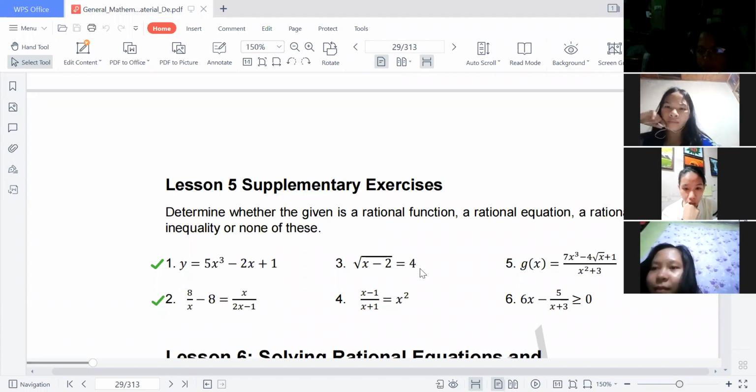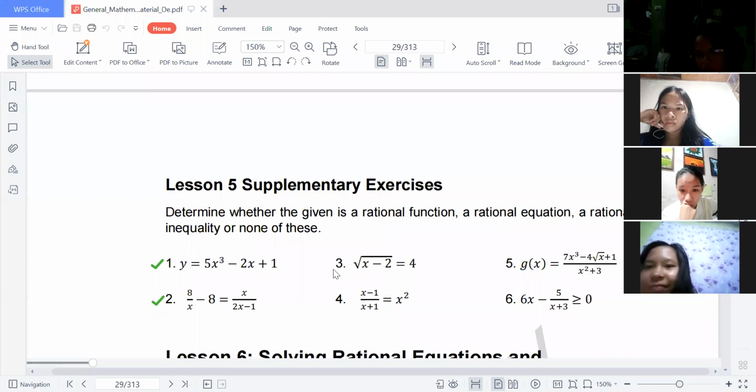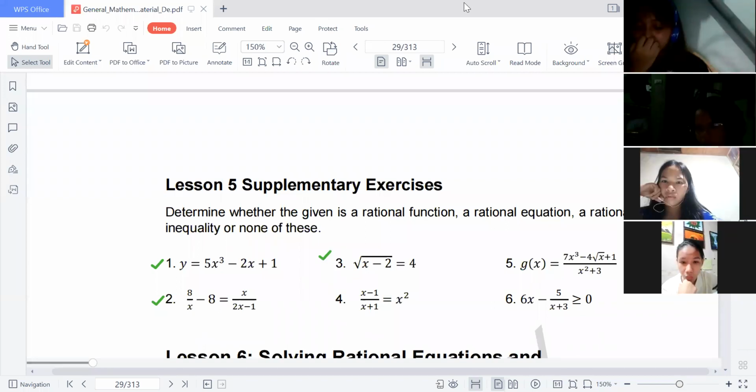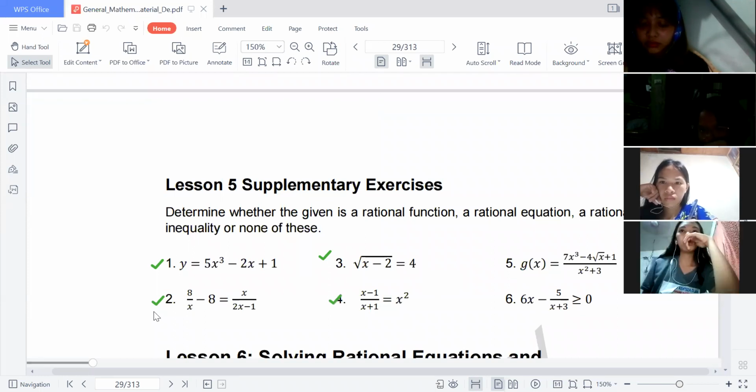So, it is near to being called a rational equation. But the left side and the right side are not rational expressions. So, in that case, the correct answer is none of this. Correct? Very good, Michelle. Next, number 4. Can I ask Heidi Panaris? Number 4. Rational equation. Very good. That is a rational equation. I think that is very clear. Rational equation. Okay. Next, number 5.